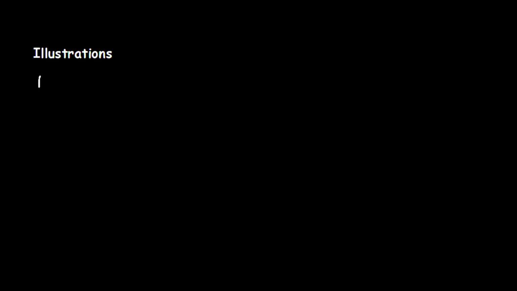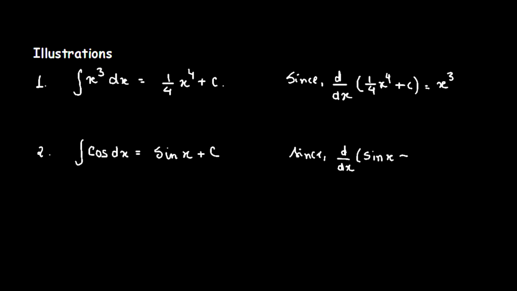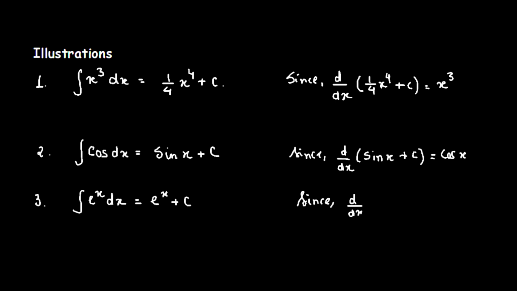Illustration. Number 1. Integration of the function x cubed with respect to x gives us 1/4 x^4 + c. That is because if we differentiate 1/4 x^4 + c, we get x cubed. Number 2. Integration of cos x dx gives us sin x + c, because when we differentiate sin x + c, we get cos x. And lastly, integration of e^x dx, the exponential function, gives us e^x + c, because differentiating e^x + c gives back the integrand e^x.